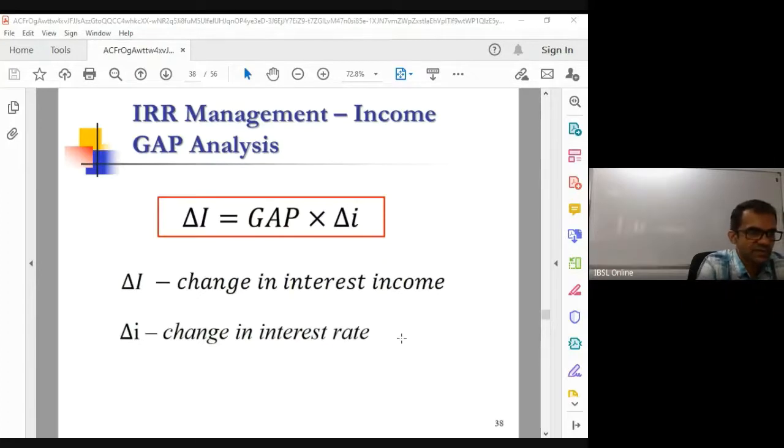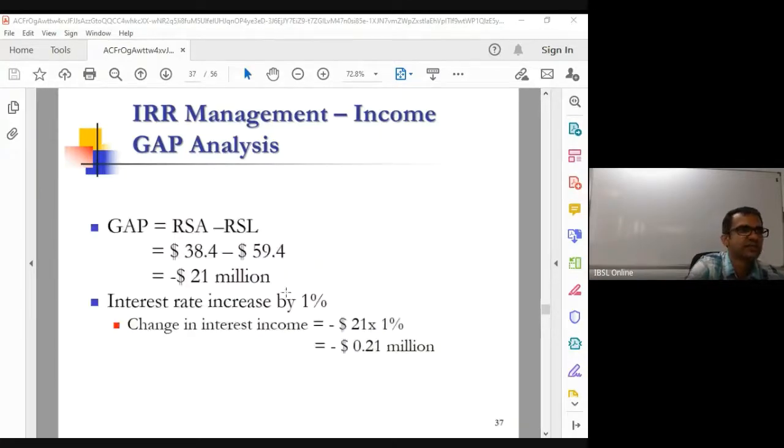So this is the general equation. The left hand side is the change in interest income. Indeed, it's the change in net interest income. It is equal to the gap times the change in interest rate. So here, this is the gap. Gap is minus 21. 1% is the change in interest rate. So the result is the change in interest income.